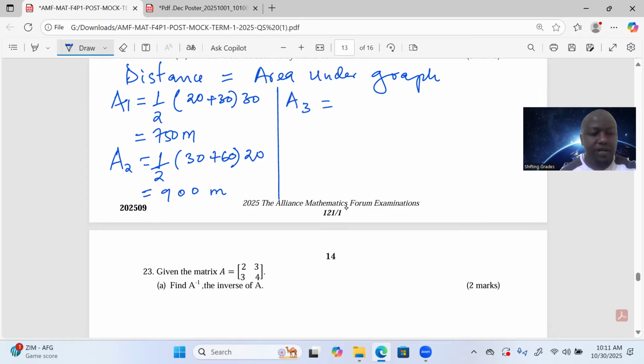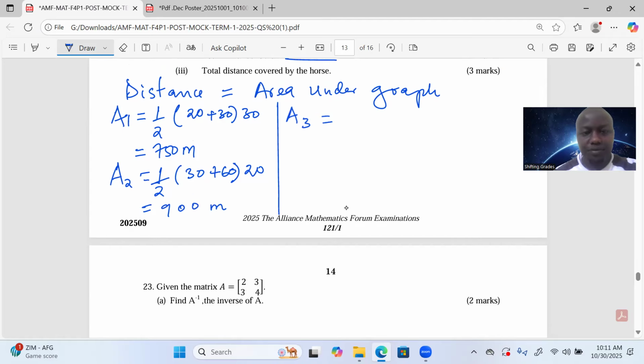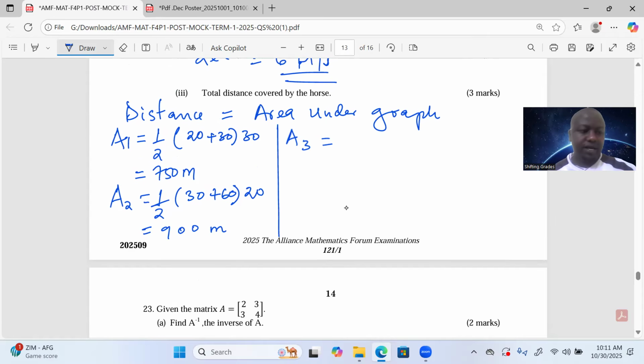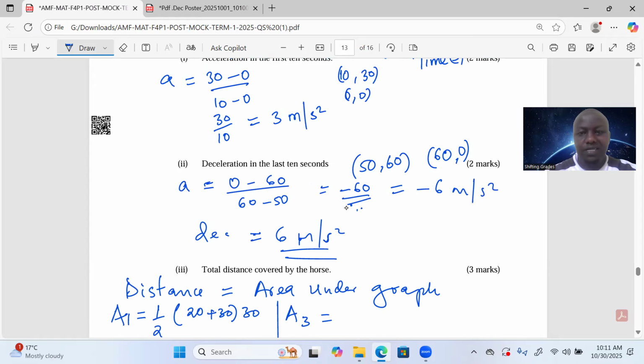Area 3 shall be equal to... Let's look at area 3, ladies and gentlemen. What is the shape of area 3? The shape of area 3 is triangular.